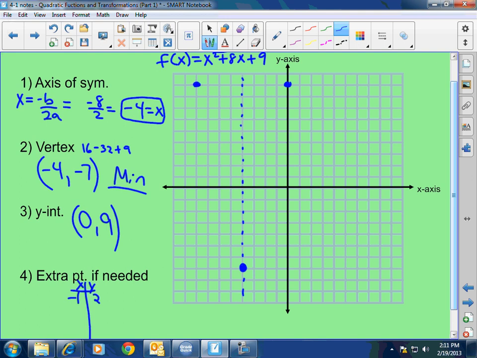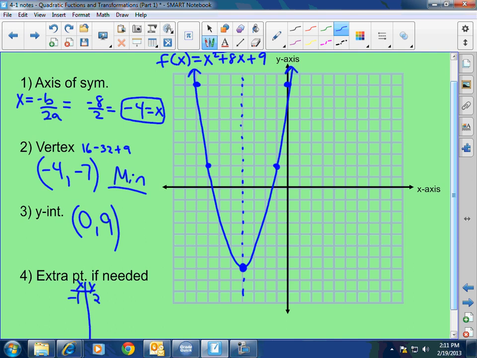And then my extra point, just for giggles. Did I need it for this parabola? No, I did not need it. I only need it when the y-intercept and the vertex are equal. But let's just go ahead and do it anyways. Negative 1, 2. So I got negative 1, 2. So that's 1, 2, 3 to the right of the axis. So go 1, 2, 3 to the left of the axis. Connect the dots. And you have a perfect graph.